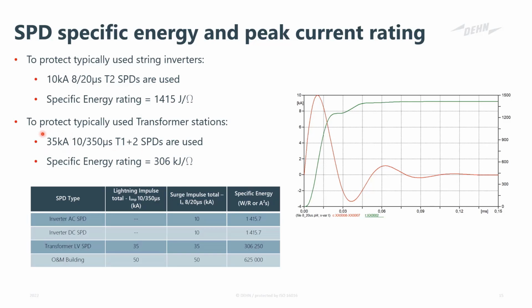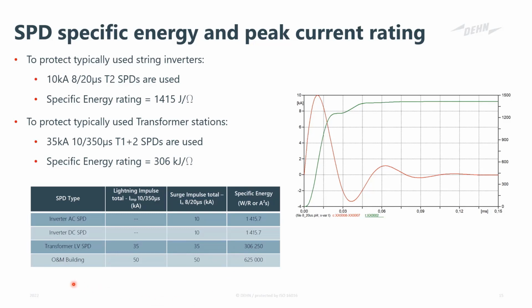Whereas if we look at something like a 35 kA rated 10x350 microsecond type 1 SPD, the specific energy rating is 306 kilojoules per ohm. If we break it down to what is installed within this plant, the type 2 SPDs on the AC and DC side of the inverter can only handle a surge with a peak value of 10 kA. That means the specific energy limit is 1415 amp squared seconds. But at the transformer station, we use the type 1 SPD that can handle 306 kiloamp squared seconds.